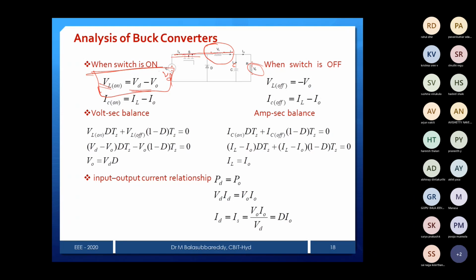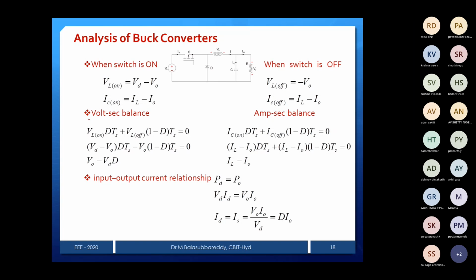Because the current is passing like this, automatically some of the current passes through the capacitor also. Then what is this current? That is the inductor current. Whatever current is passing through the inductor, that is IL, and then some of the current passes through the capacitor. Therefore I can write IL minus Iout is nothing but IC, because IL is equal to IC plus Iout. But I want IC during the on condition, that is equal to IL minus Iout.